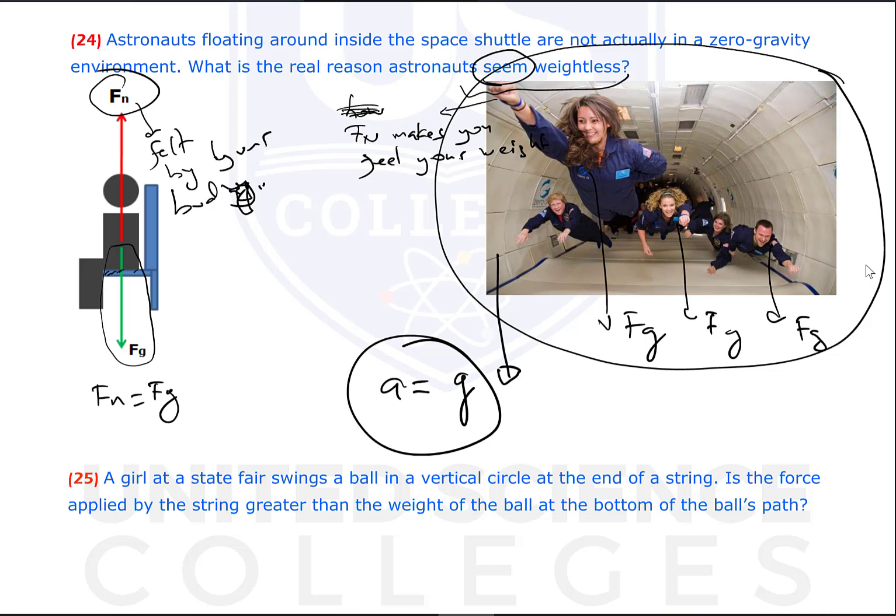So if the space shuttle and astronauts all fall with the same acceleration a, which is equal to free fall acceleration at that location, then these astronauts' bodies will not touch anywhere. They will not be in contact with any object, because there is no contact between their bodies and the surface. They will not experience a normal force, which means they will feel themselves weightless.